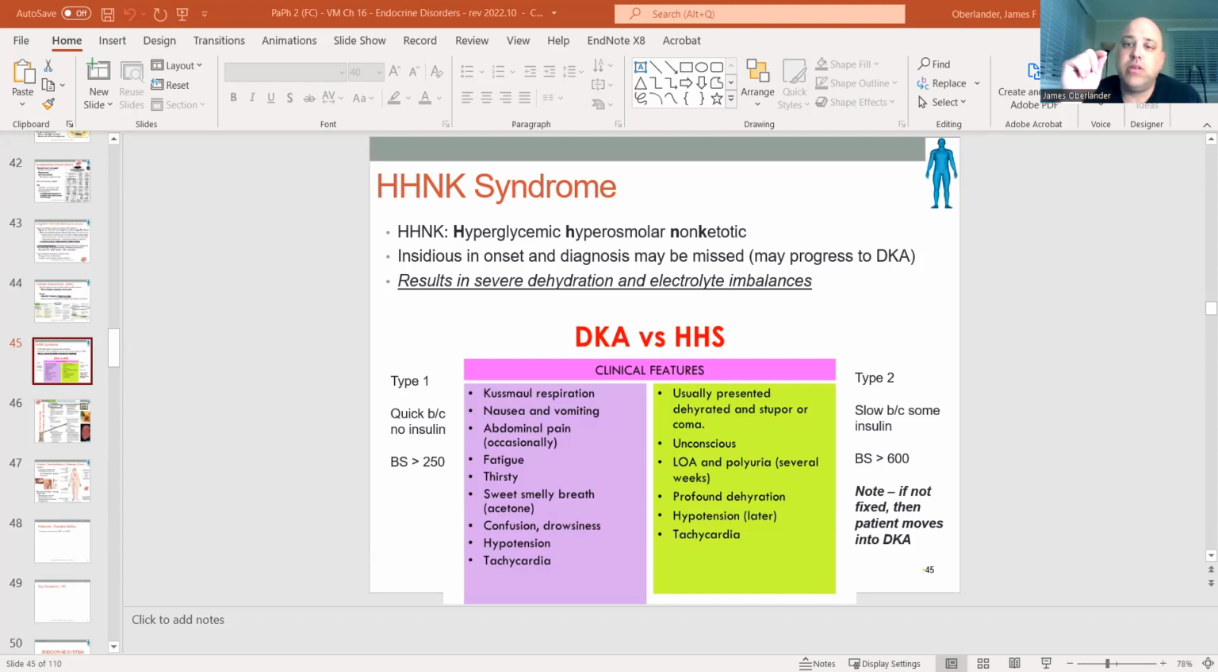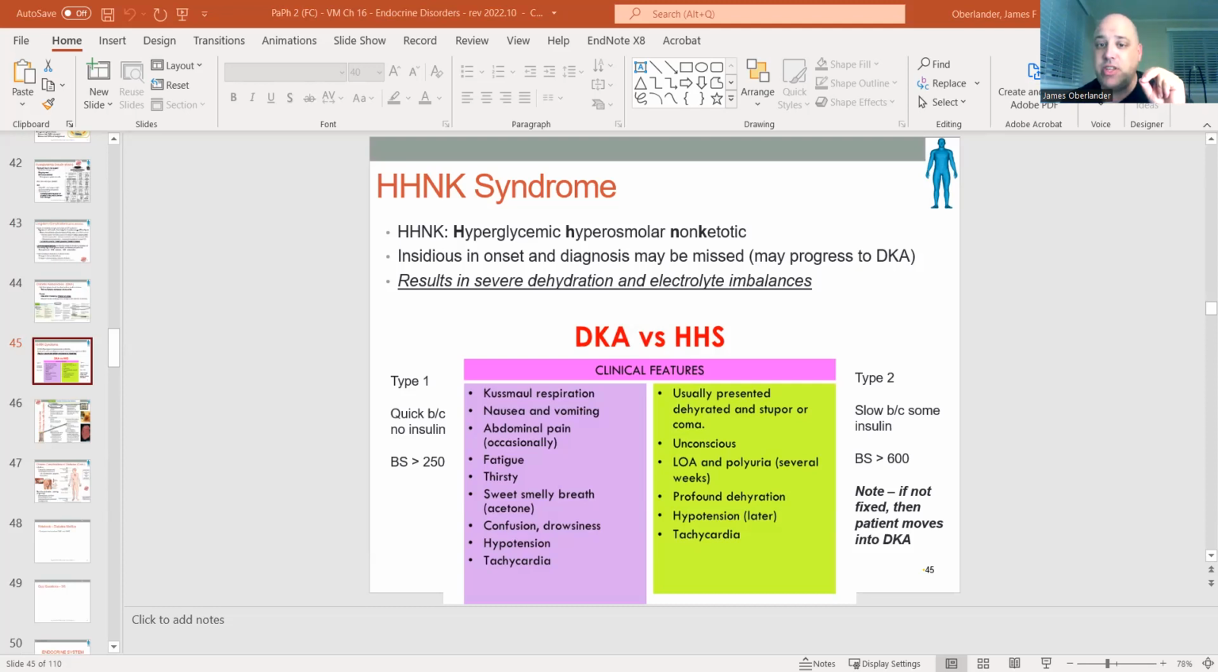How do I know? Because remember, type 1s go right into DKA, type 2s go HHS and then into DKA. How do I know if somebody's in HHNKS or DKA? Don't tell me glucose. Don't tell me insulin. Yeah, urine does not have ketones yet. Good. Now, if there's ketones in the urine, that's not the best indicator, but that definitely is one of them, okay?